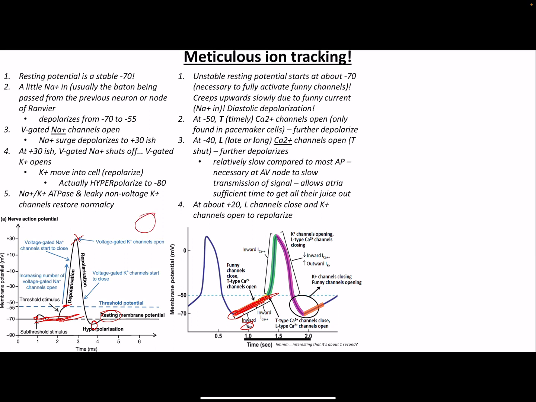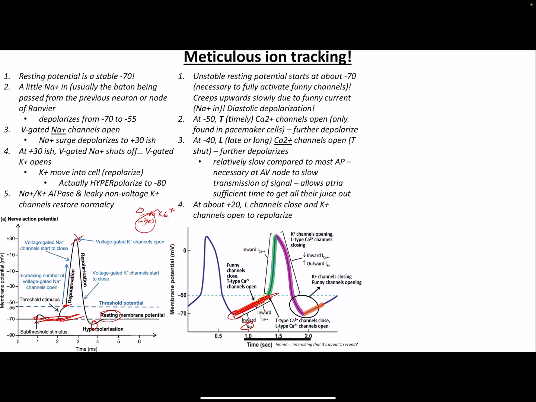I mean, if a cell is 0 over here and negative 70 over here, then sodium coming in should make it go from negative 70 to negative 60. And that's exactly what we're seeing. This is happening during diastole, and this is depolarizing it. So this is called DD, diastolic depolarization.